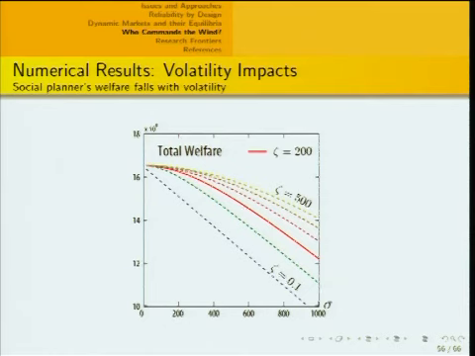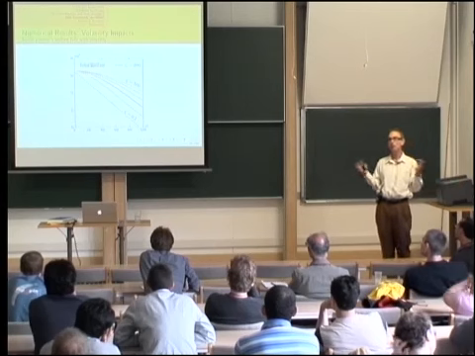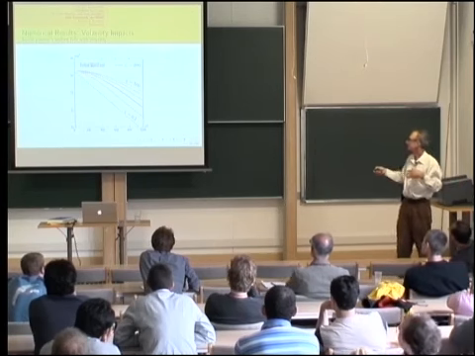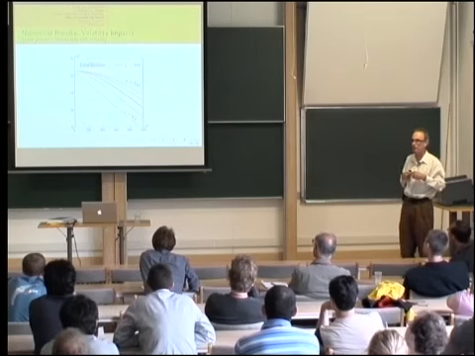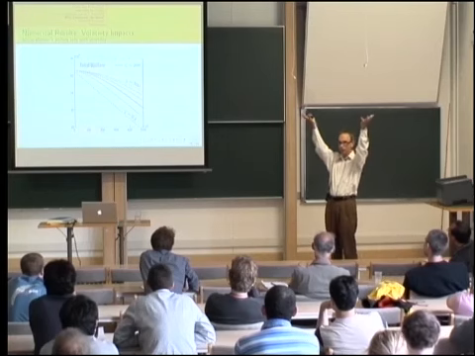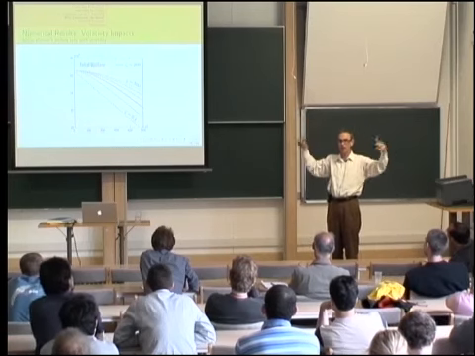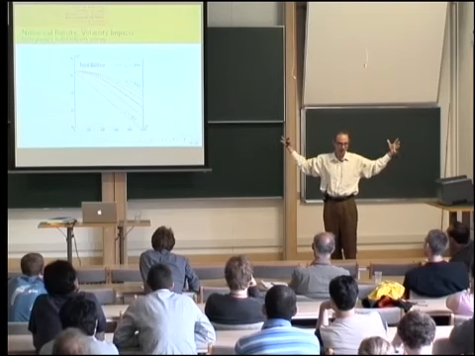If you look at the total welfare, the solution to the social planner's problem with these parameters, it crashes down with volatility. It's costly. With more volatility, you need more reserves, so you have to spend more money for generators just to be spinning, just to be there, the firefighters on hand.